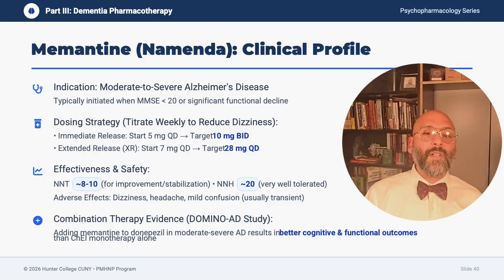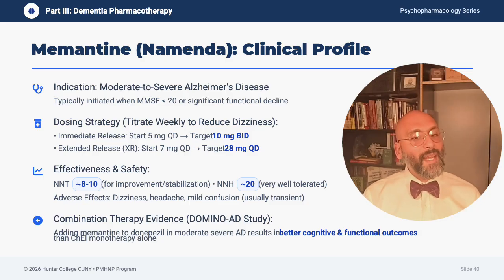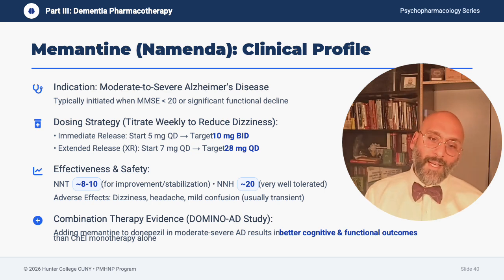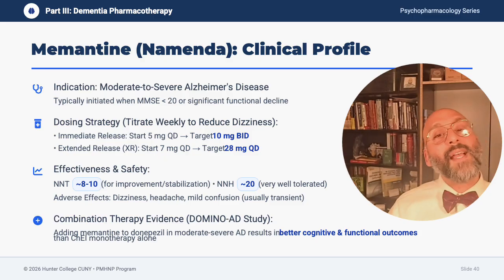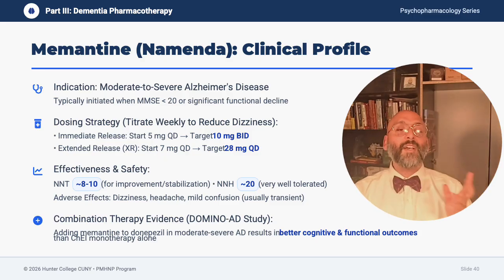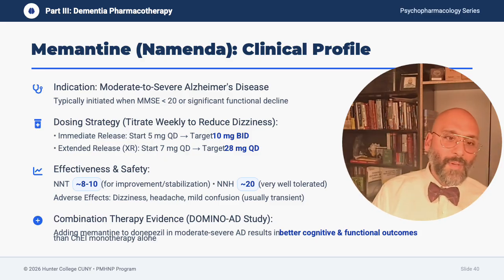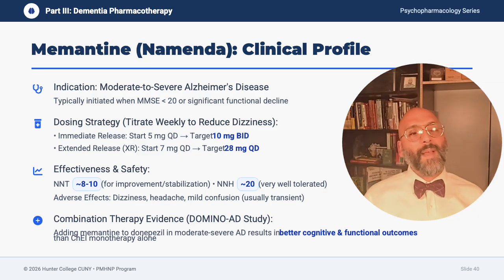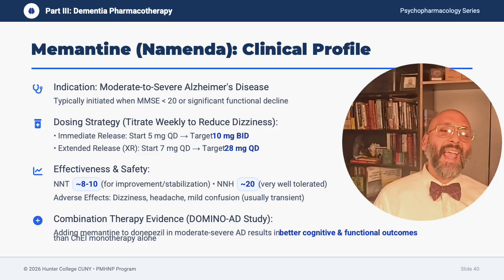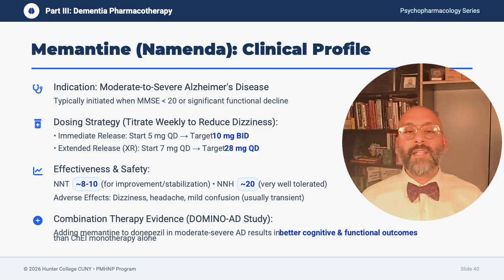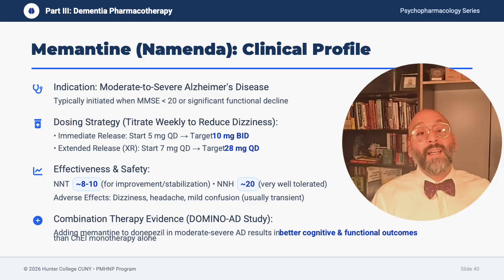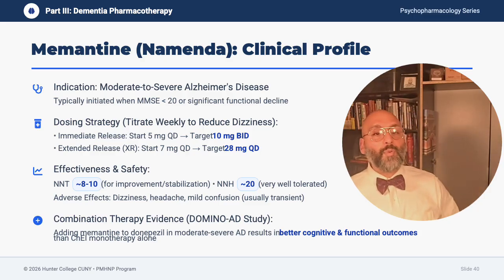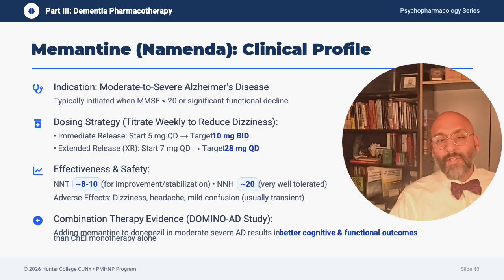So with immediate release, you start with 5 milligrams once daily, and then you titrate to a target of 10 milligrams twice daily. There is an extended release formulation of 7 milligrams once daily, and that's titrated to 28 milligrams once daily, which tends to improve adherence because it's a once-a-day pill. From an evidence-based perspective, the number needed to treat is 8 to 10 for stabilization or modest improvement. That means 8 to 10 people need to take it before someone benefits. The number needed to harm is around 20, which tells you it's generally well tolerated.